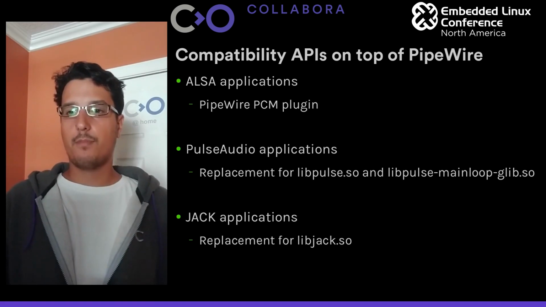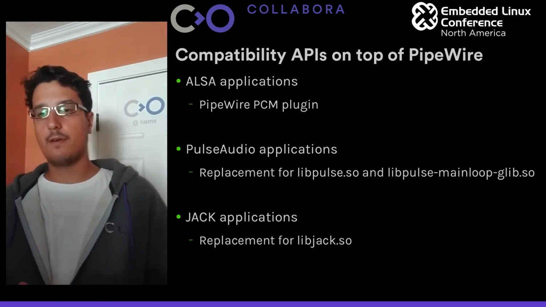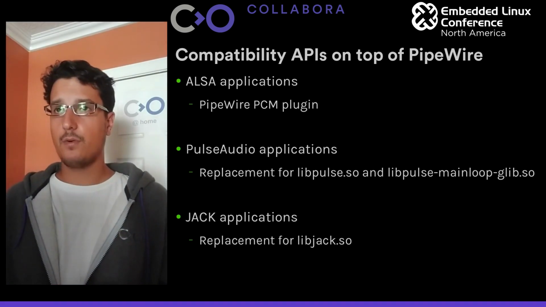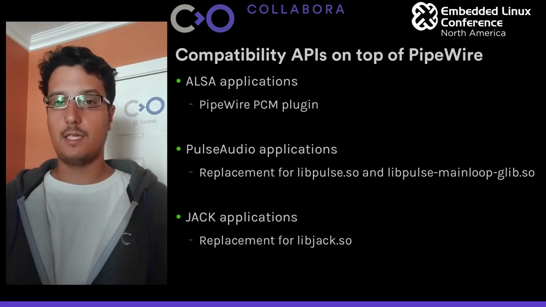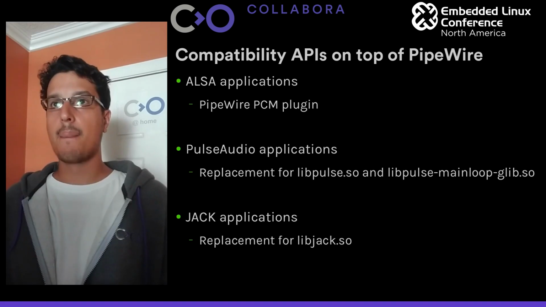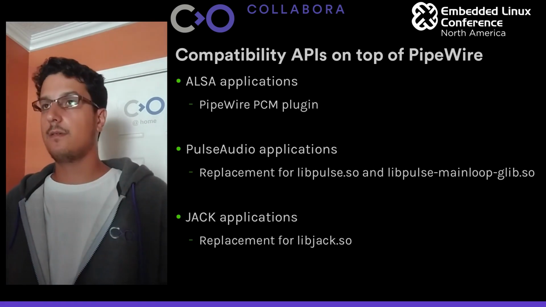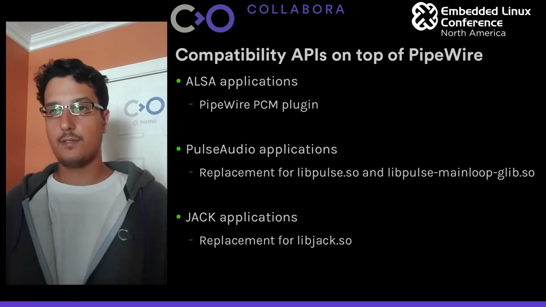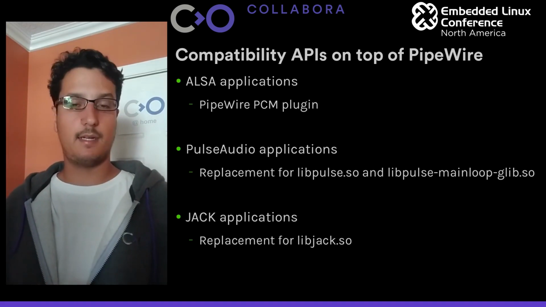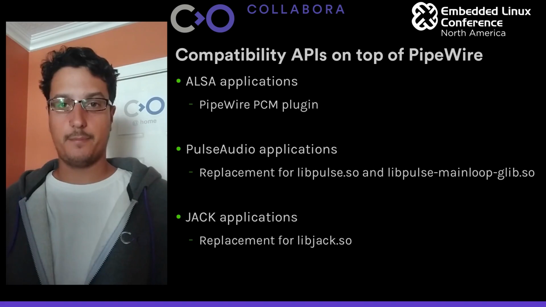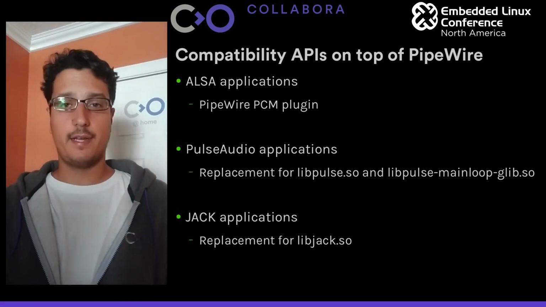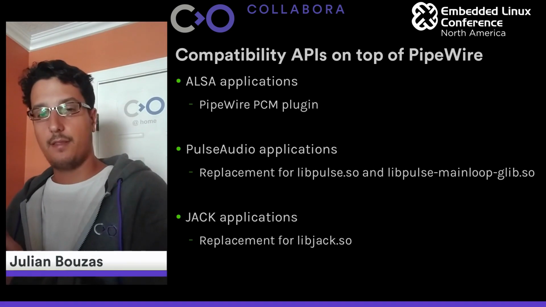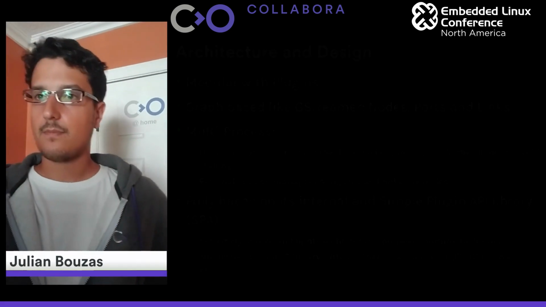And the same for PulseAudio and Jack, because there are replacements for libpulse and libjack. So applications don't need to change. Eventually you want them to change and use the PipeWire API, but it's something that doesn't need to be done quickly. You can use these compatibility APIs and everything will work fine. We're going to see an example of this in the demonstration video that I'm going to do at the end of this conference.